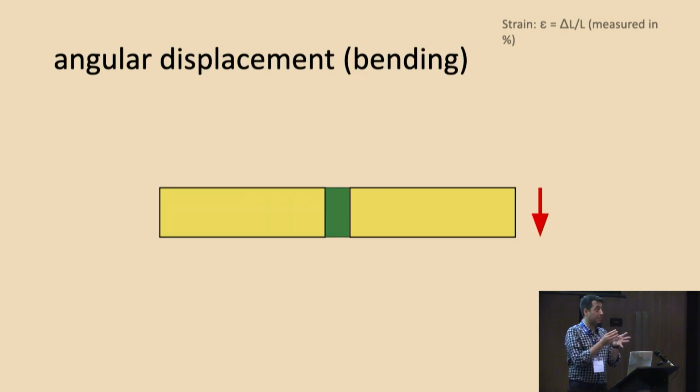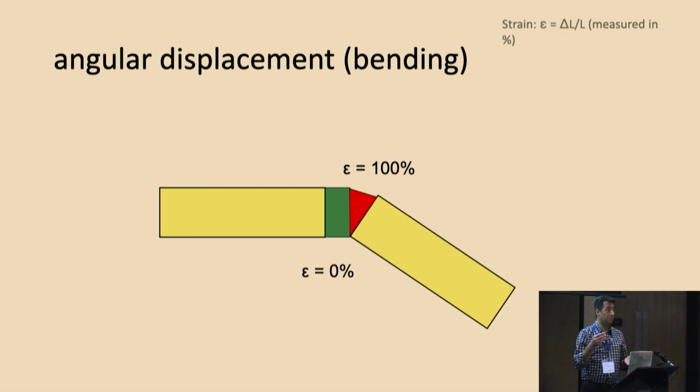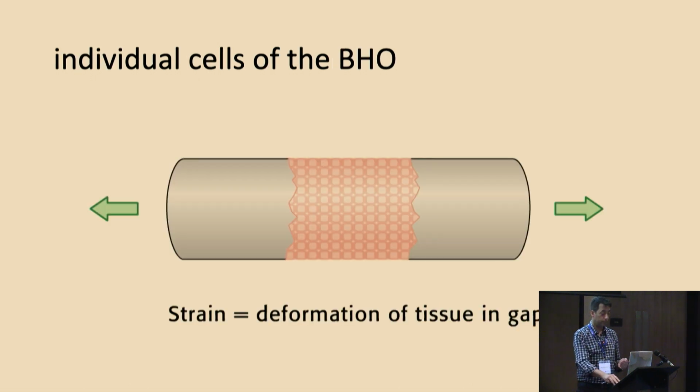But it isn't that simple because bones don't move just longitudinally. We also see bending moments and similar. So in an angular displacement, we may have differential strain on one side of the fracture to the other. And that's typical. If you look at plating constructs, you'll often see asymmetric callus.